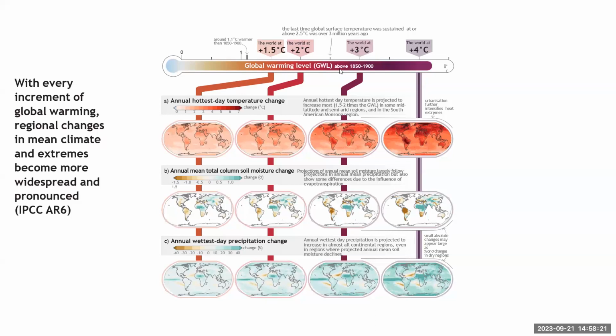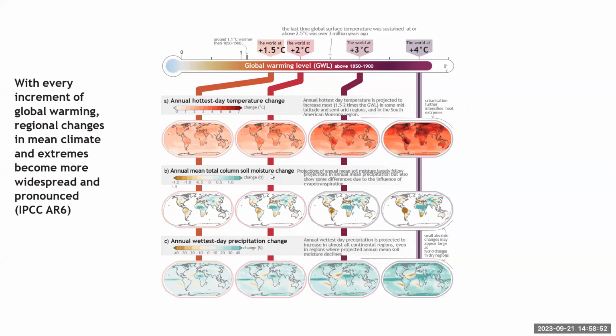So that is above, talking about this level from 1850 to 1900. So that level, if it is taken, and then the world at 4 degrees C. So what is happening in these different situations: annual hottest day temperature change is projected to increase most, maybe 1.5 to 2 times. Then in some mid-latitude and semi-arid regions, in South America, maybe monsoon regions. And of course, the overall contribution from urbanization and overall intensification of heat.